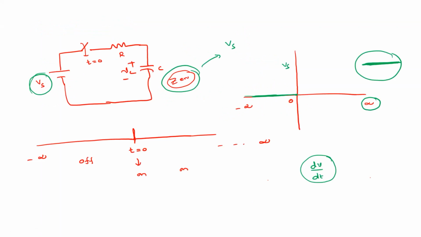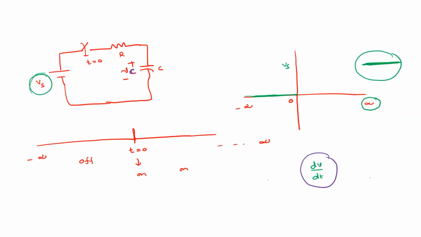So come back to the circuit again. Only one thing you remember, keep in mind: a capacitor will not allow a sudden change in the voltage. How exactly? We will put that in mathematical form.